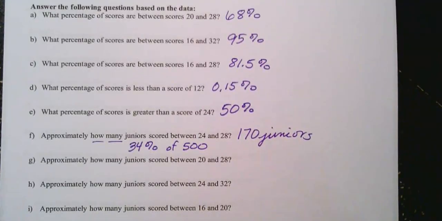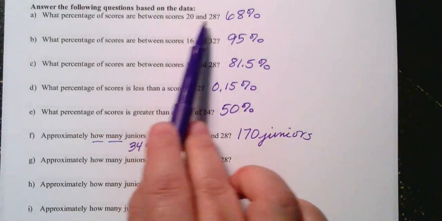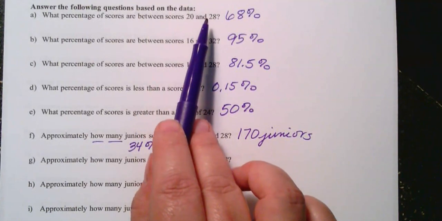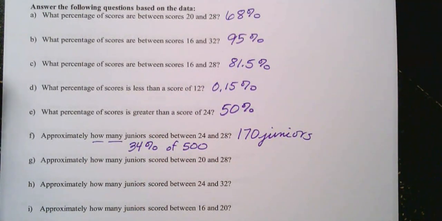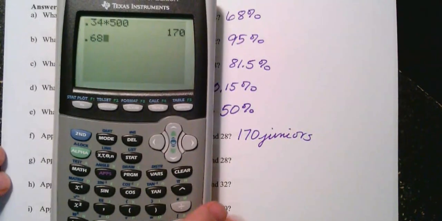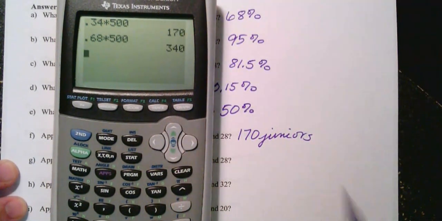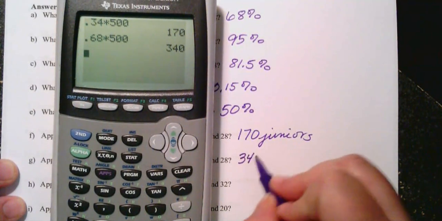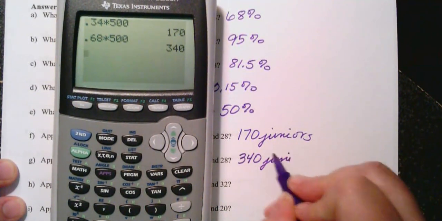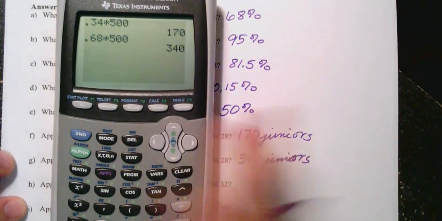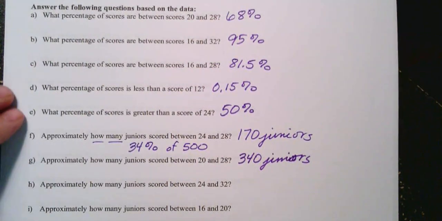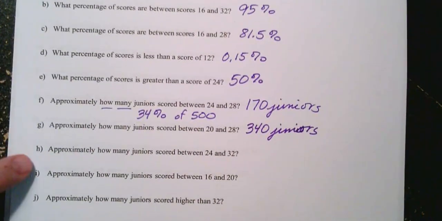Approximately how many juniors scored between 20 and 28? Well, 20 and 28 we just talked about up there, that's 68%. So 0.68 times 500, that would be 340 juniors. Sorry about my juniors there, it looks pretty wretched.